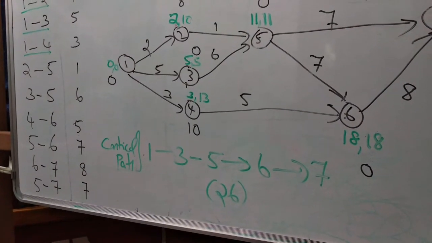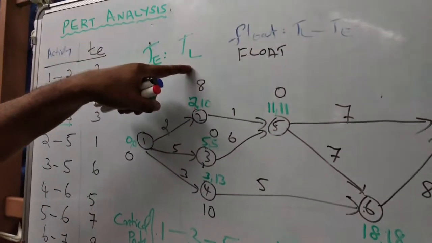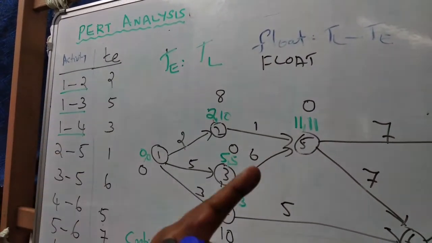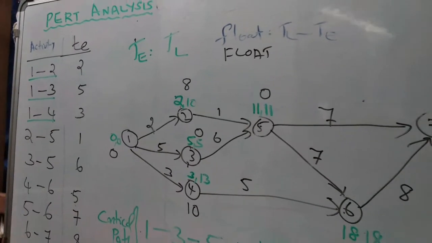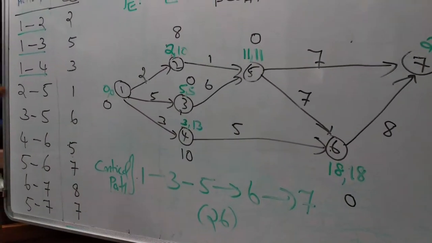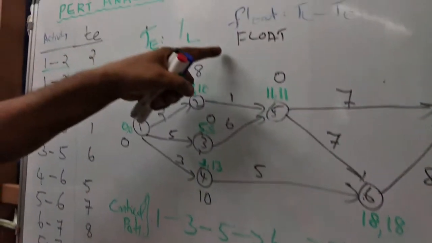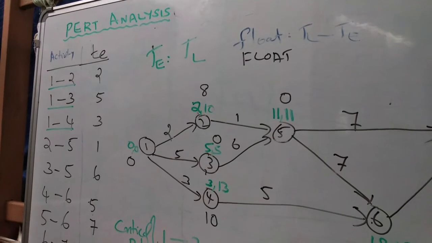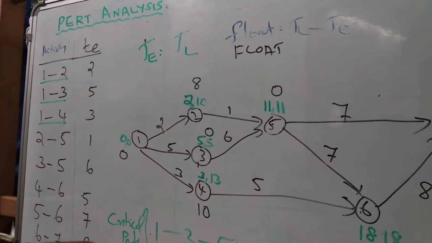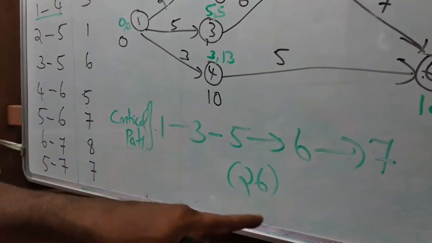So it is comparatively simple using the earliest event time and latest event time. Earliest is the forward computation, the largest for each node. TL is the backward computation, the minimum for each node. The difference between TL and TE is called the float. Activities having zero float are called critical activities. That is 1 to 3, 3 to 5, 5 to 6, 6 to 7. That is the critical path.